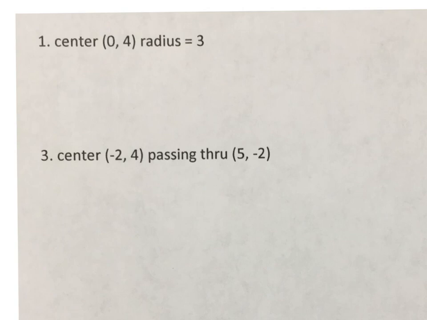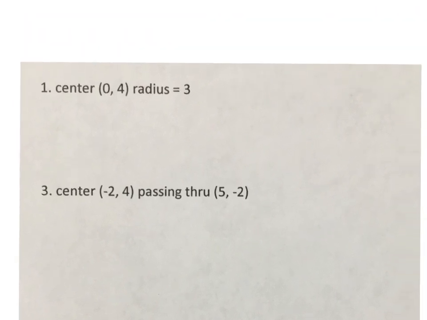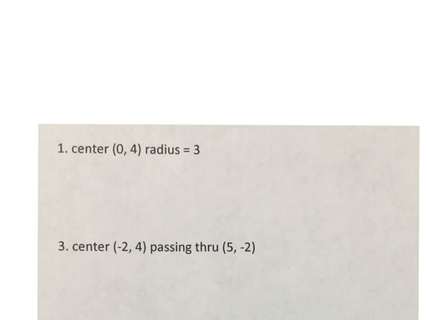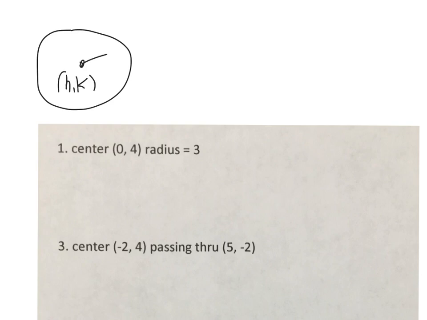Okay, so when we're writing the equation of a circle, we need to know two things. Number one, the center and the radius. So hopefully you remember, for any circle, we have a center at the point h comma k, some random x and y value, with a radius of r.